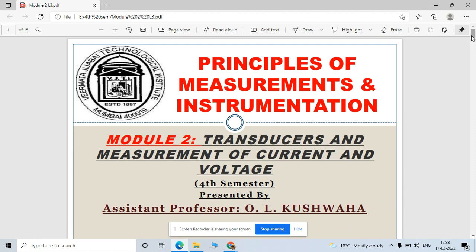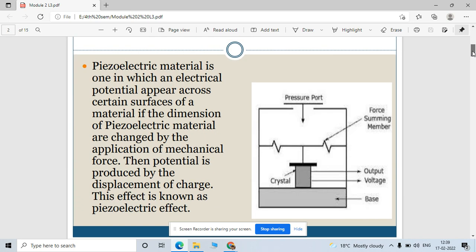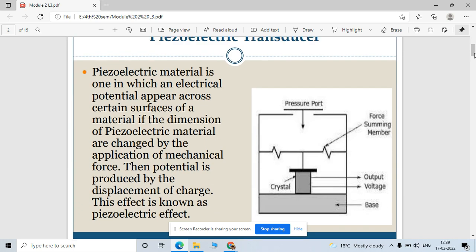Yes, good afternoon to all. Today we are going to see our next topic, which is the piezoelectric effect. This is lecture number 3 for module 2. So, what do you mean by the basic piezoelectric effect?